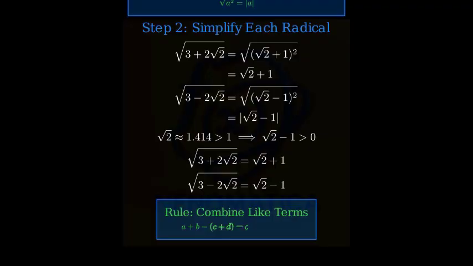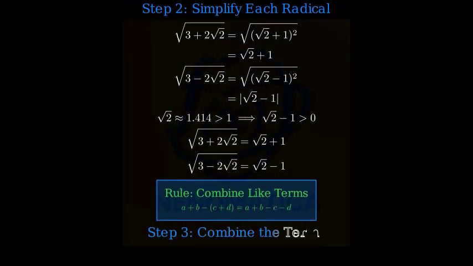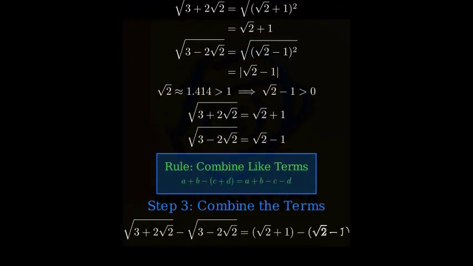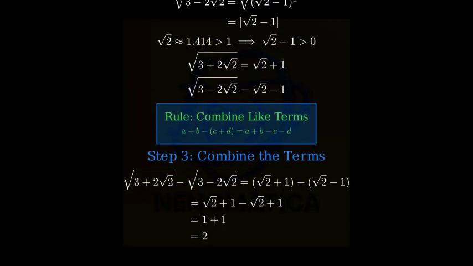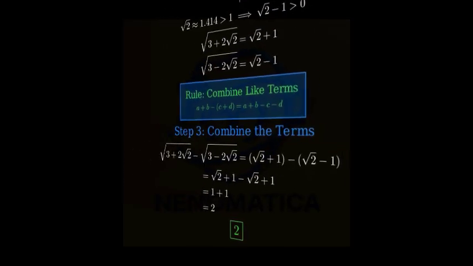Now, we're ready for the final step. Let's substitute these simplified expressions back into our original expression. We have square root of 2 plus 1 minus square root of 2 minus 1. When we combine like terms, the square root of 2 terms cancel out, and we're left with 1 plus 1, which equals 2. So, our final answer is 2.